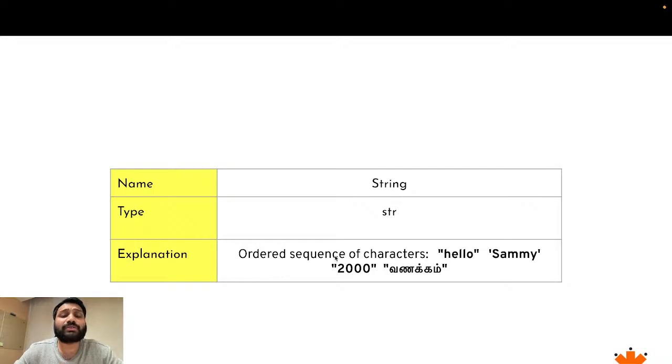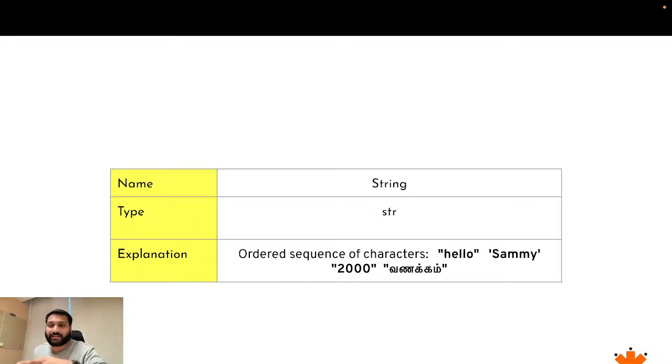Now let's go on to the next data type. The third data type is a string. String means an ordered sequence of characters. Okay, ordered sequence of characters. इसका मतलब है क्यों है like ordered sequence of characters? Why is it an ordered sequence of characters?